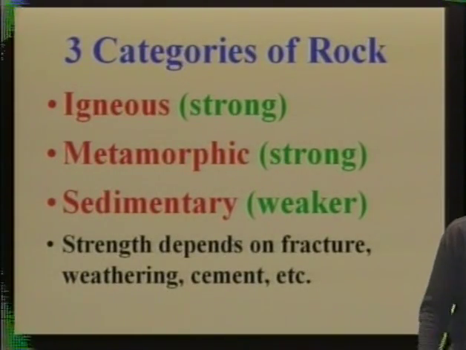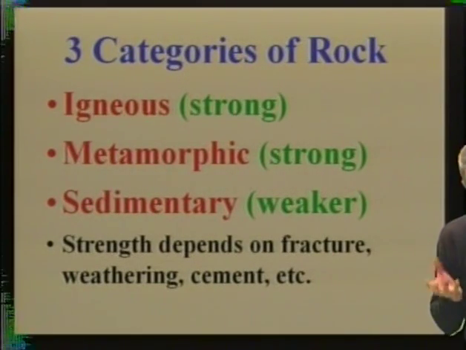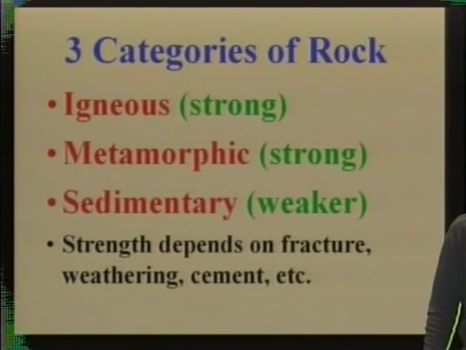So what is it that really is part of the strength? You could have an igneous rock that could be weaker than a sedimentary rock if that igneous rock were very weathered, very shattered, very old and broken down. So on the average, they're strong and weak in the list, but that strength depends upon fractures that are already in the rocks, how much it was weathered, what kind of gluing or cementing agents it has, and a number of other variables that come into play.